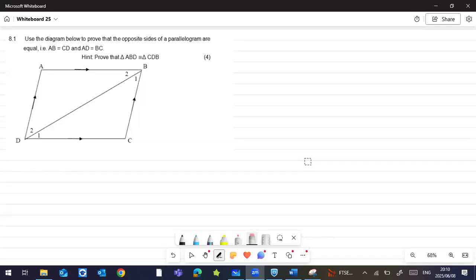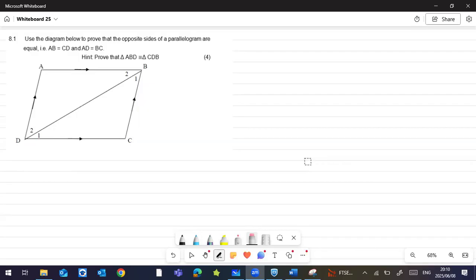All right, grade 10, let us look at 8.1. That's our Euclidean geometry. Use the diagram below to prove that the opposite sides of a parallelogram are equal. That is, AB equals CD and AD equals BC.